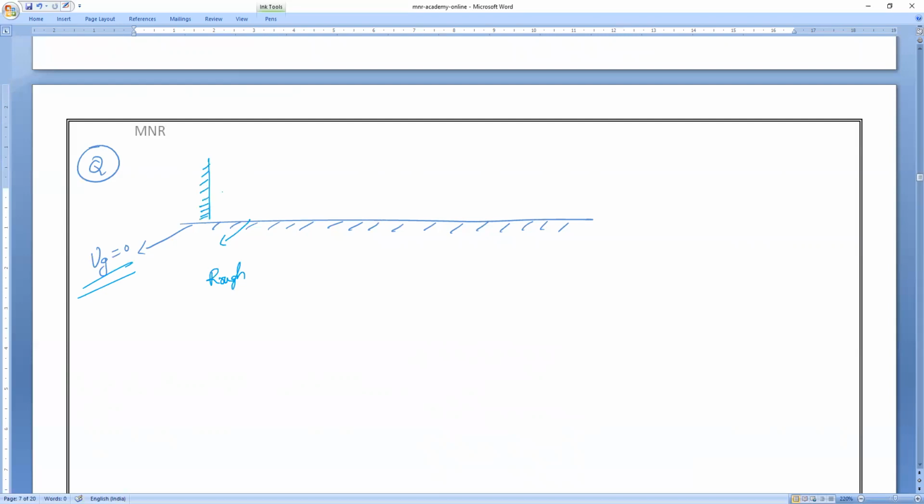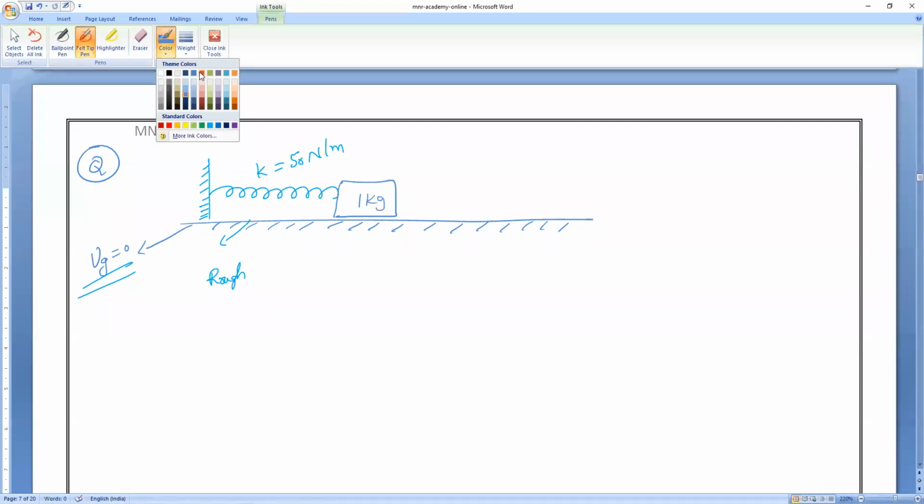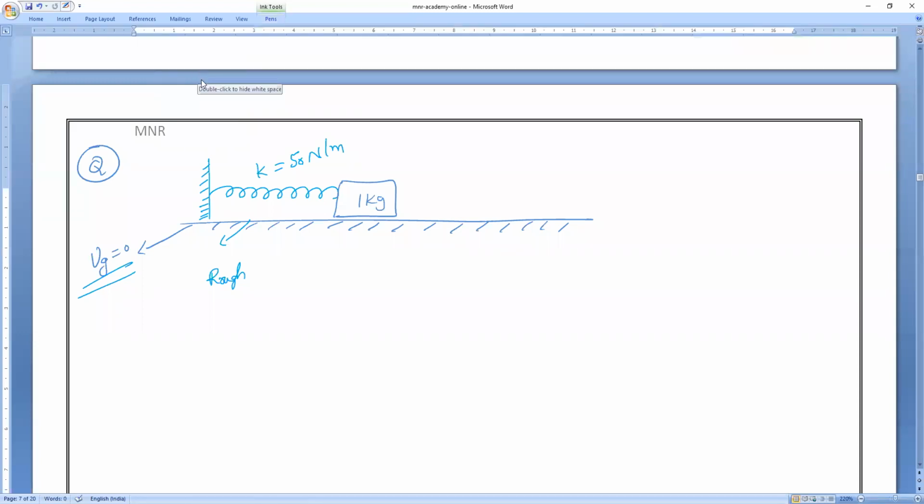I will draw. So there is a spring. All of you remember. The spring constant is 50 Newton per meter. What is the spring constant? Everyone? 50 Newton per meter. And there is an attached object which is 1 kg. What is the mass of the object? 1 kg. Understand?